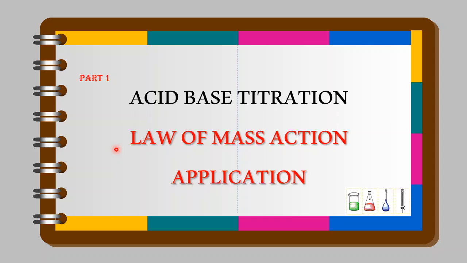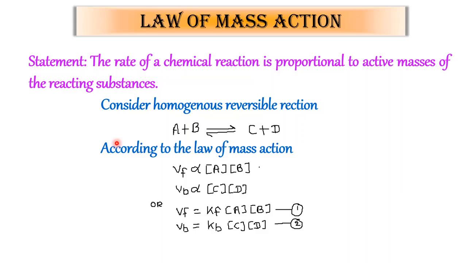In today's video, I will be discussing with you the law of mass action, and specifically we will look at how the law of mass action is applicable in acid-base titration. So very first, the statement for the law of mass action: the rate of chemical reaction is proportional to the active masses of reacting substances. So what does this statement mean?